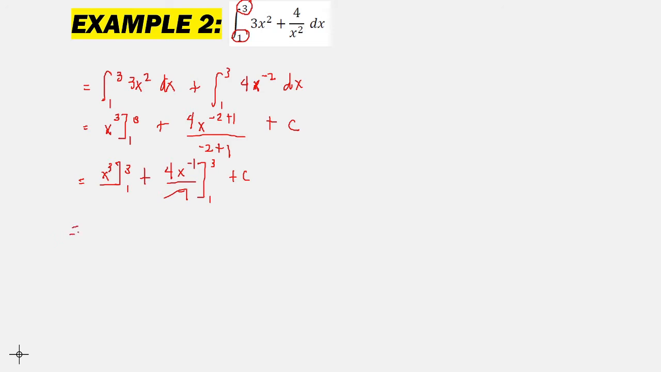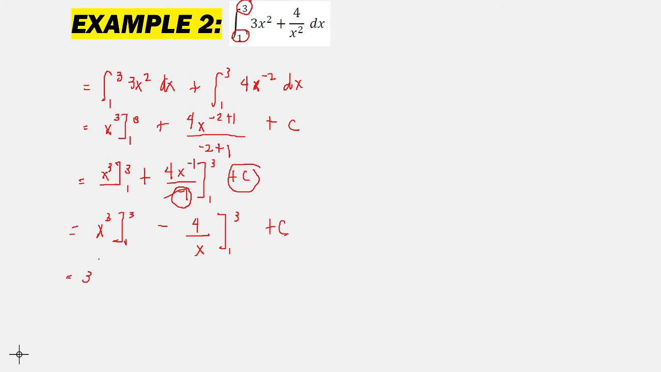So therefore, let's rewrite first before we finalize our answer. Minus, since this is 1, we are going to bring negative 1 up. So that's negative 4 over x from 1 to 3. So disregard plus c here. So we will disregard our plus c in our final answer.